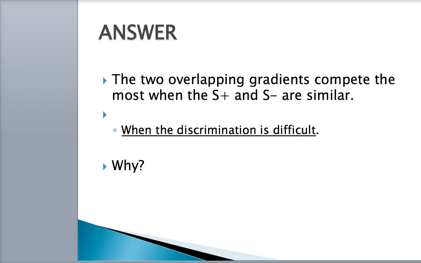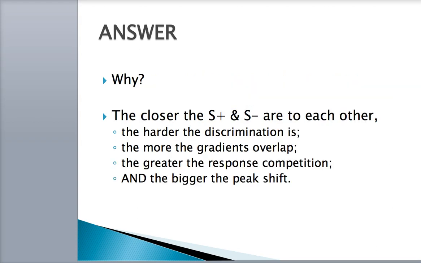Well, the answer is the two overlapping gradients compete the most when the S plus and the S minus are similar, when the discrimination is difficult. So when the S plus is really similar to the S minus, telling the difference between them is more difficult, so you get more overlap. So the closer they are to each other, the harder the discrimination is, the more the gradients overlap, the greater the competition between the two gradients, and therefore the bigger the peak shift. Let me show you how this works.